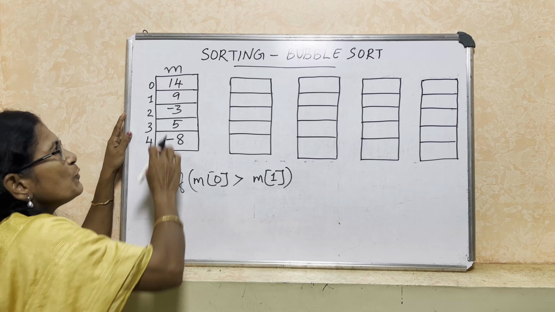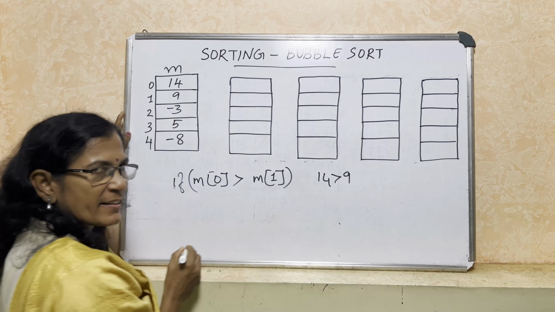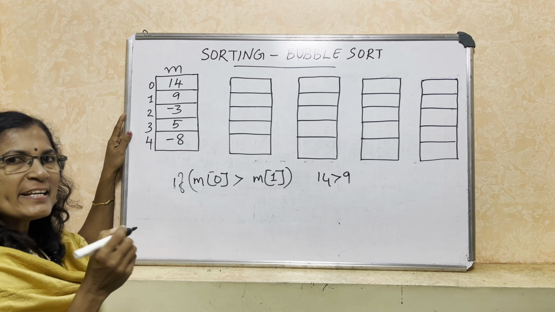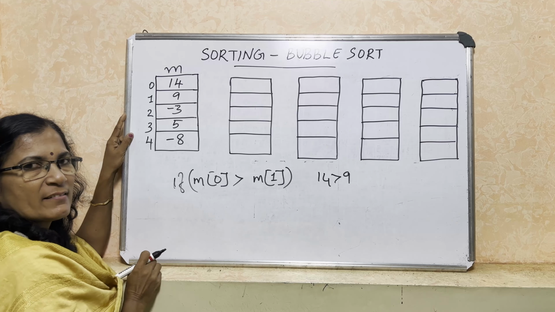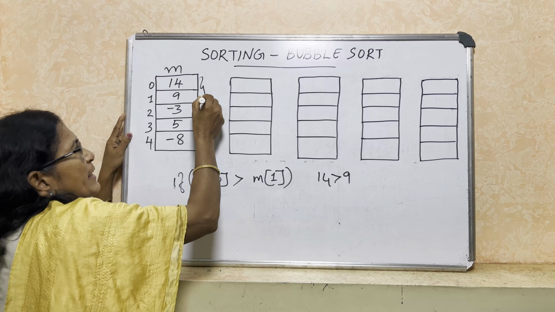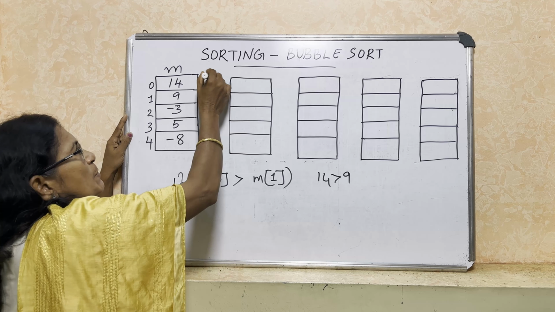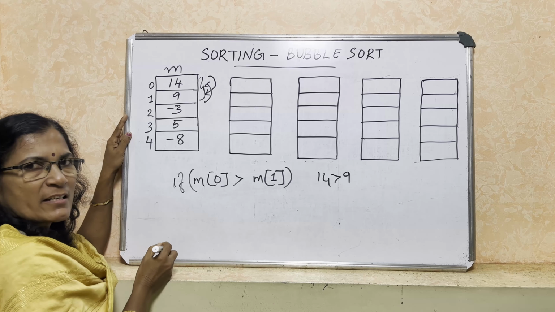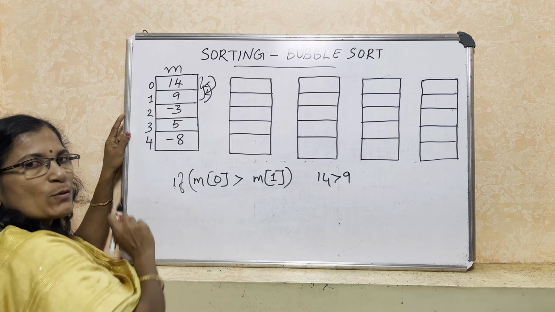Here 14 is greater than 9. So when you arrange the elements in the ascending order, 14 should come after 9. So we have to interchange these two values. 9 should be shifted to first storage location and 14 should be shifted to the second storage location. We have to interchange the values of the index number 0 and 1.